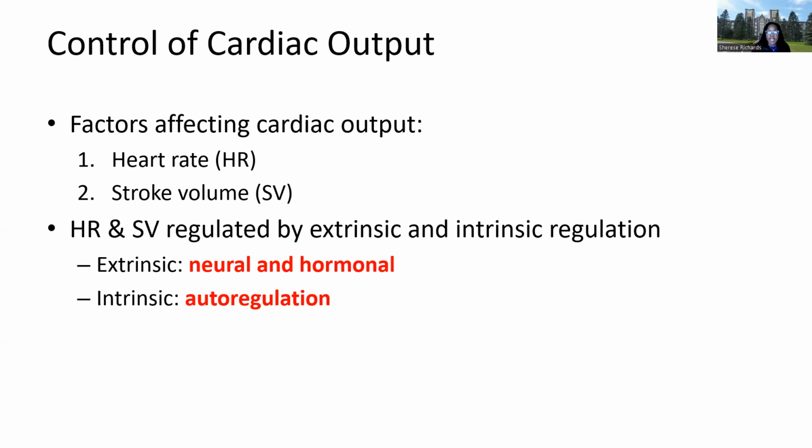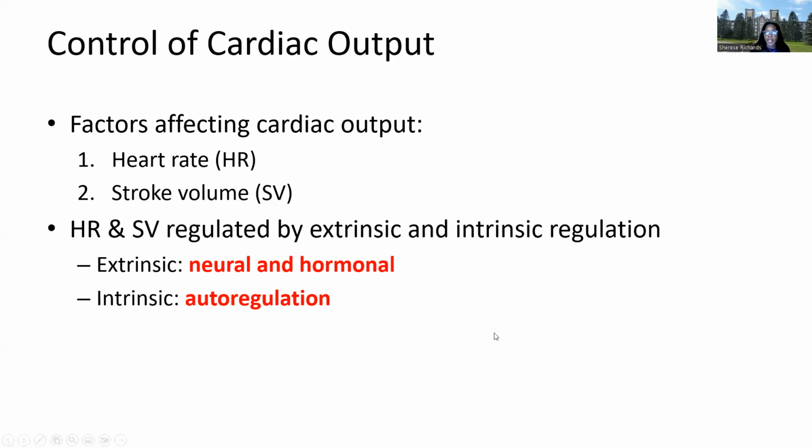So when we say extrinsic mechanisms of regulating the cardiac output, we're talking about neurons, we're talking about hormones, we're talking about anything that's external that can be applied to the muscles of the heart, whether it be the contractile cells or the pacemaker cells. And that would be your parasympathetic and sympathetic influence. Those would both be considered extrinsic.